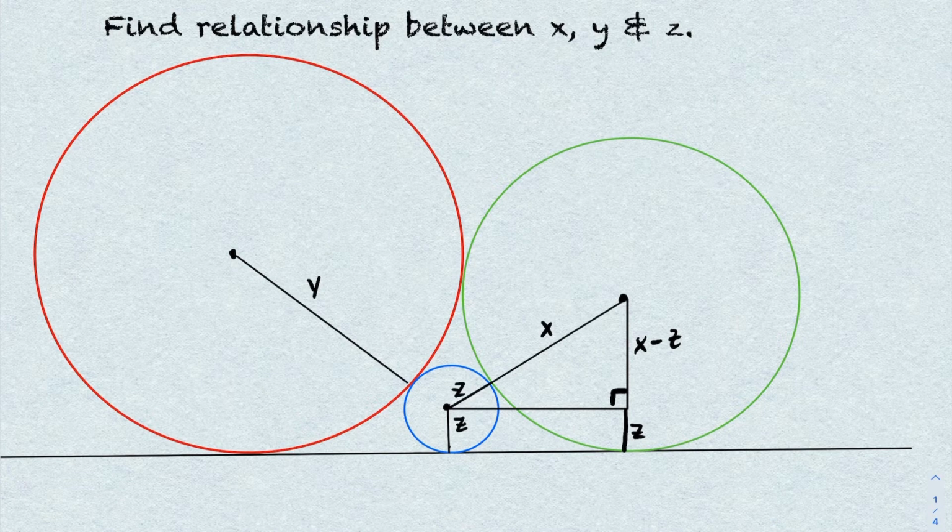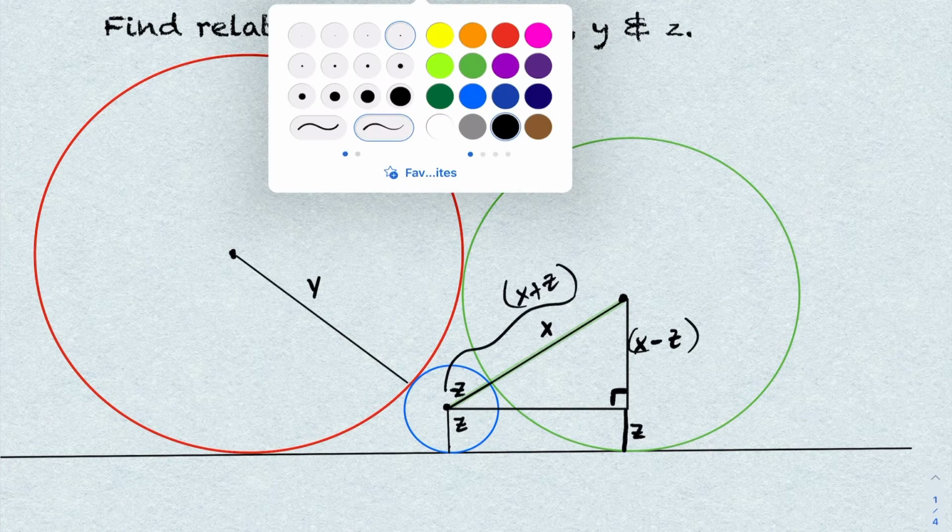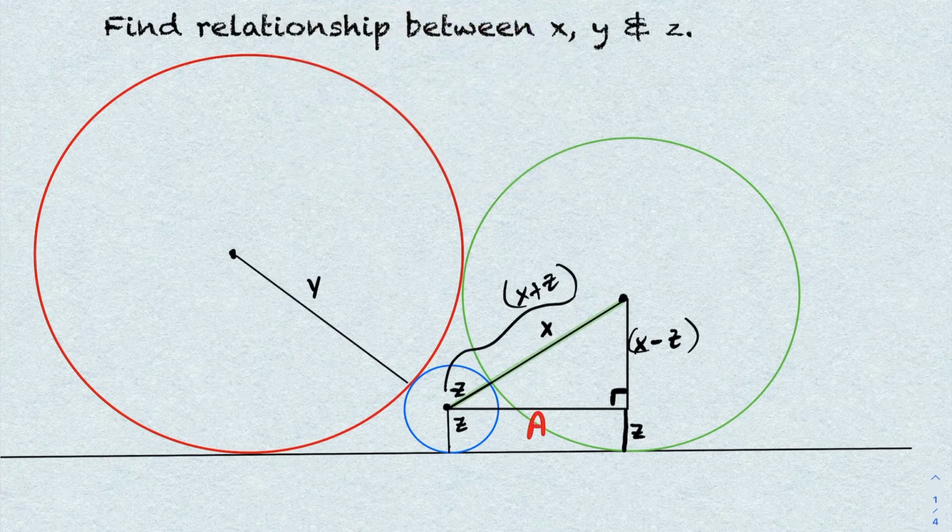Likewise, the length from here to here, because this is a radius of the blue circle, is also z. So therefore we have the length of the hypotenuse of this triangle, right? The length of the hypotenuse of this triangle would be x plus z. So now I know that the length of the hypotenuse is x plus z. I know the length of the leg is x minus z. I don't know what the a value is here. What this leg is, I'm going to label that with an a.